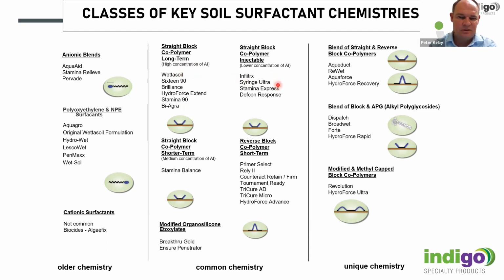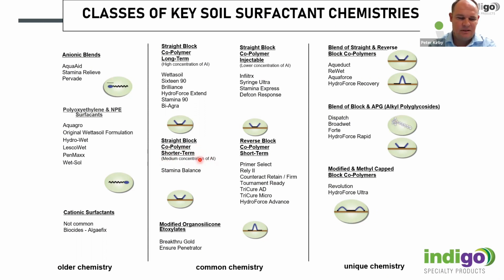Then we use straight blocks in injectable formulations. Obviously, they have to be diluted in that situation because they're quite viscous in material. So we have to bring the concentration down so that we can actually get it out through an irrigation system. Those products, because we're putting out less active ingredient, obviously need to be applied more frequently to overcome soil hydrophobicity. Then we go to straight block copolymer technology, shorter term ones.